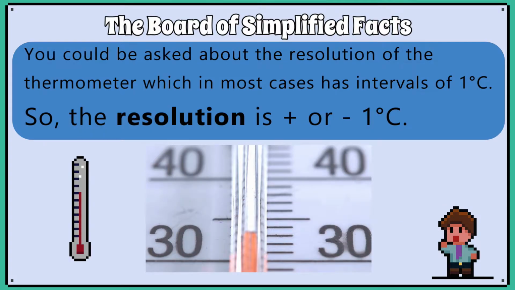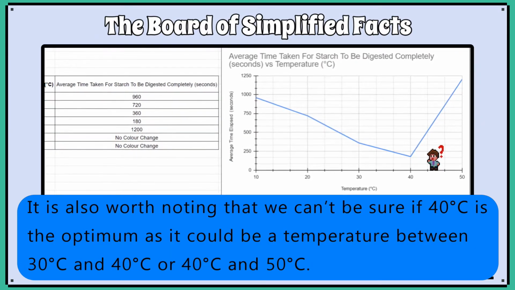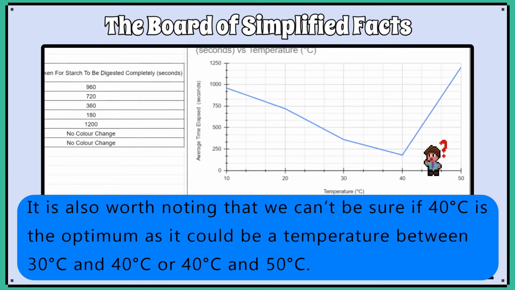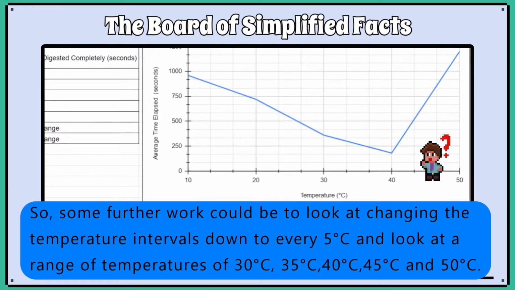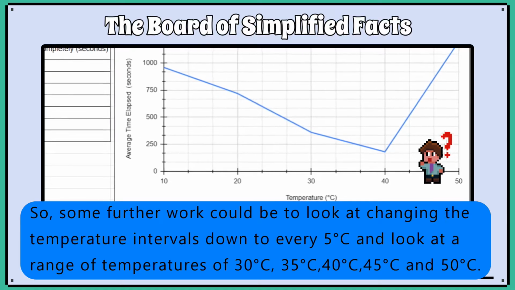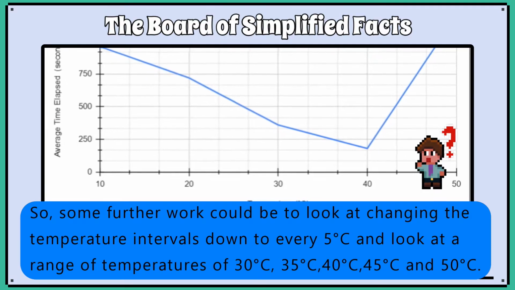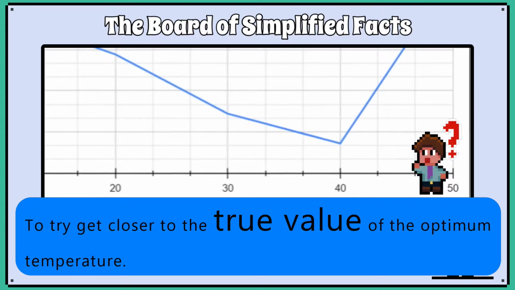You could be asked about the resolution of the thermometer, which in most cases has intervals of 1 degree Celsius, so the resolution is plus or minus 1 degree Celsius. It is also worth noting that we can't be sure if 40 degrees Celsius is the optimum, as it could be a temperature between 30 and 40 or 40 and 50 degrees Celsius. So, some further work we could do would be to look at changing the temperature intervals down to every 5 degrees and looking at a range of temperatures of 30 degrees Celsius, 35, 40, 45 and 50 degrees Celsius to try to get closer to the true value of the optimum temperature.